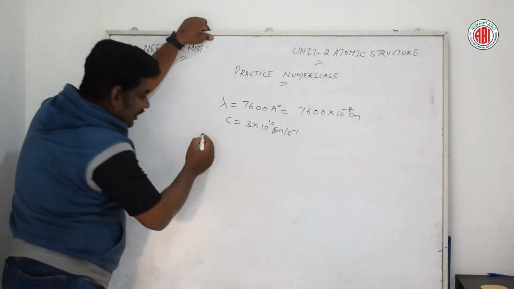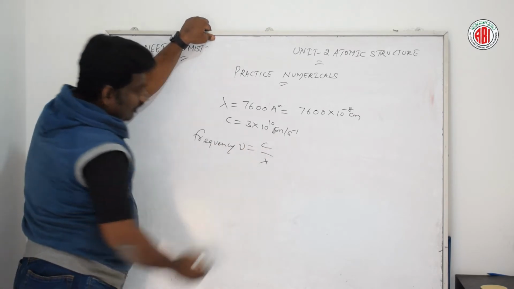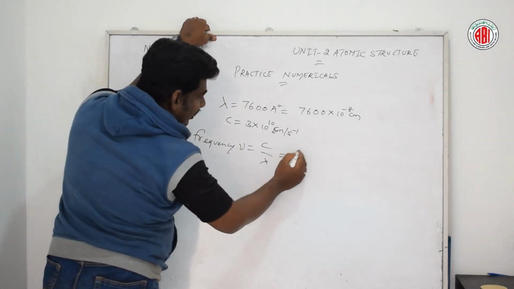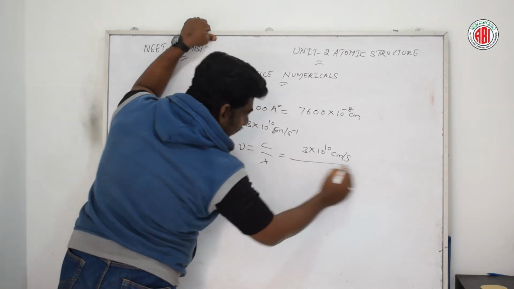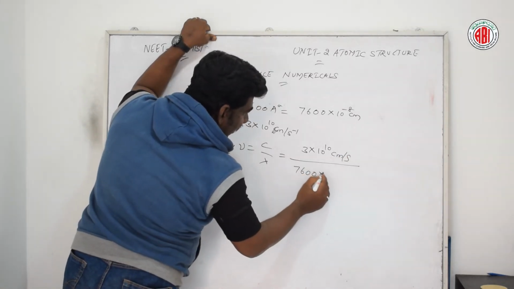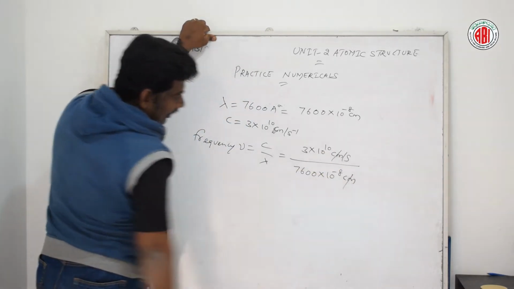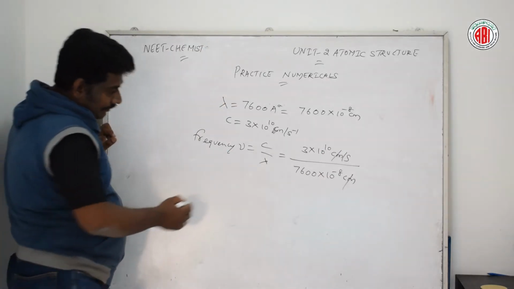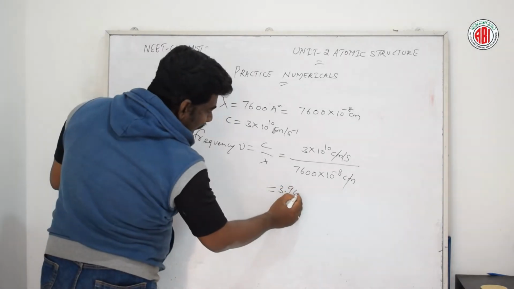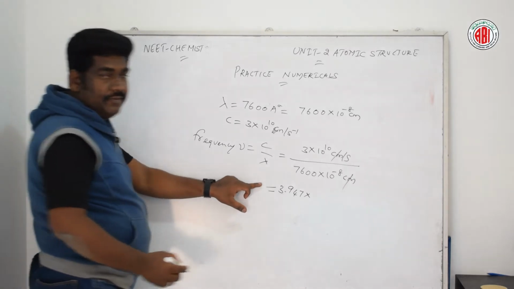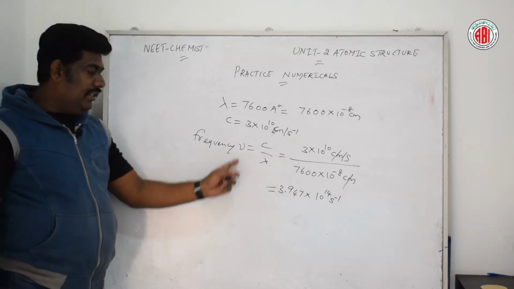Next, frequency. We are using the formula nu is equal to C by lambda. So the C value is 3 into 10 to the power of 10 centimeter per second by 7600 into 10 to the power of minus 8 centimeter, the lambda value. Centimeter is cancelled, and simplifying this we get 3.947 into 10 to the power of 14 per second. So this is the frequency.